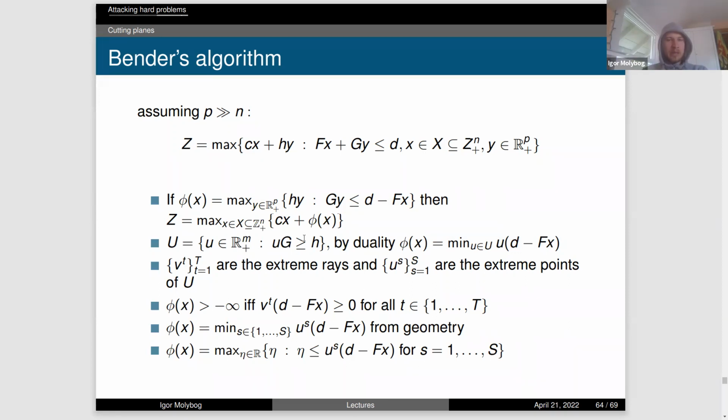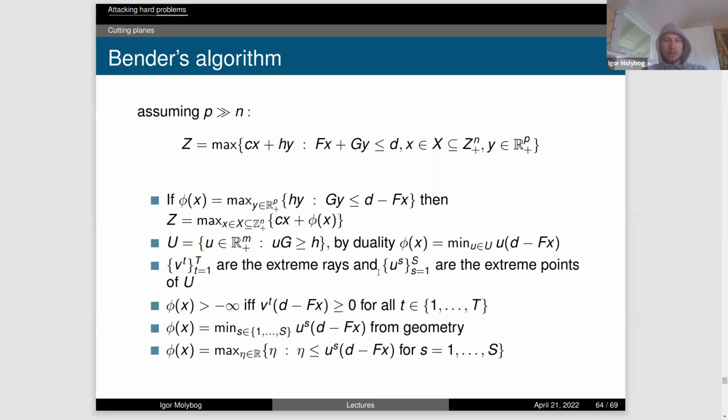Now we can try to write down, let's try to study this set U more precisely. Let's write down the extreme points of the set U, which are going to be u_s. There are capital S of them. And let's write down the extreme rays of the set capital U, which are going to be the v_t, and there are capital T of them.